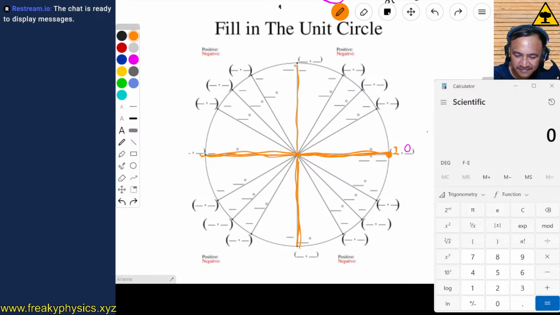Since the y is... this is why it would be one. Wait, no, that's not the one. 1, 0. 1, 0. All right, correct.